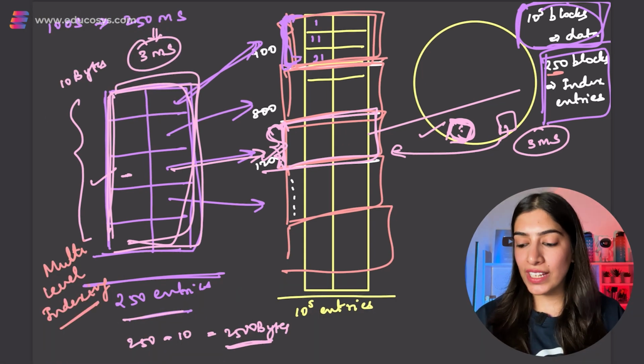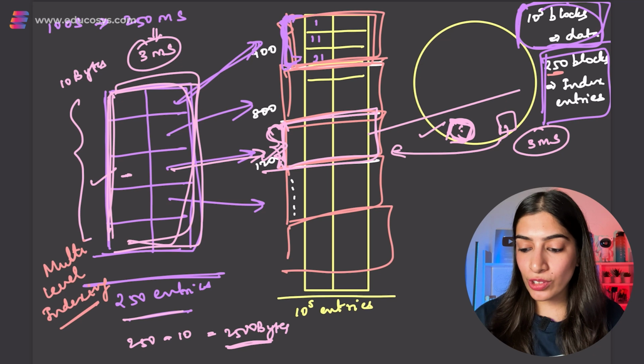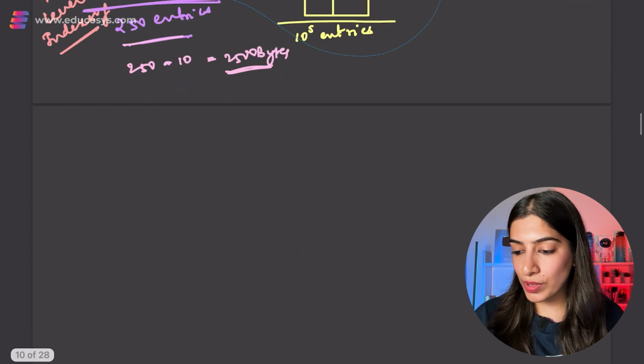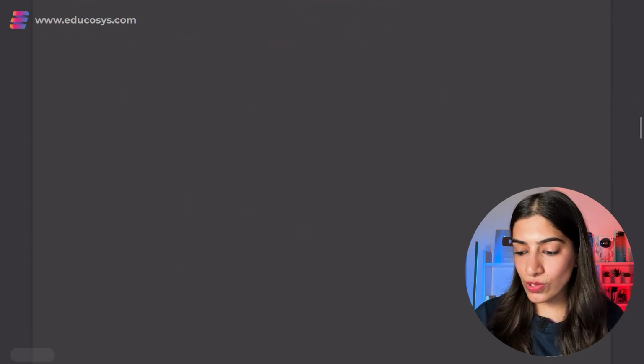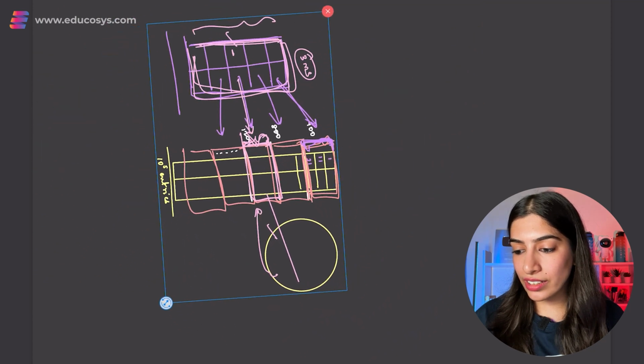And guys, we didn't just understand the concept of multi-level indexing, but we actually also drew our very first B tree. And let me show you how. This is going to be very interesting. What I'm going to do is copy this diagram, go to a new page, paste it, and rotate it.